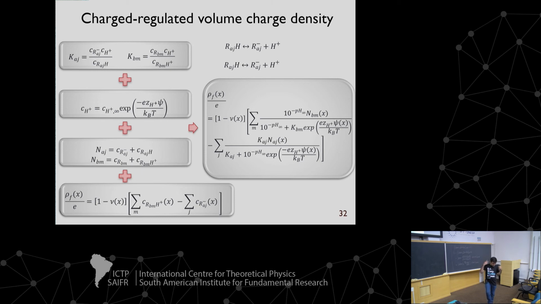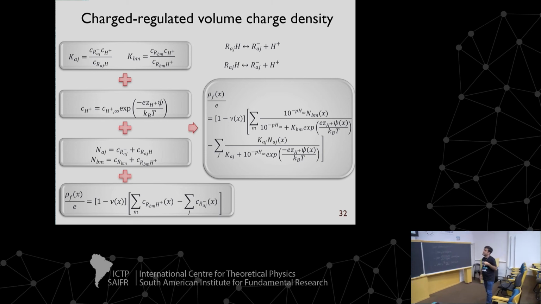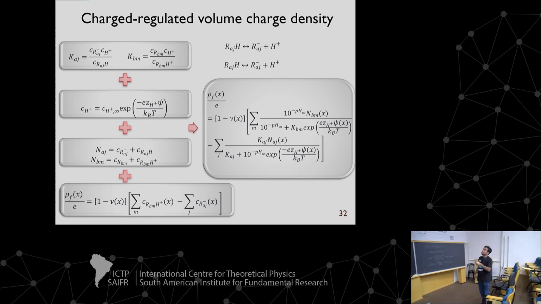So by introducing that volumetric charge density of fixed charge, we have the whole picture here. And here we have the concentration, the equilibrium expressions. We use the Boltzmann distribution. We sum up all the contributions, and we get here the expression for the volumetric charge density of fixed charge. So this is the whole rho expression, and this is added to the Poisson-Boltzmann equation.